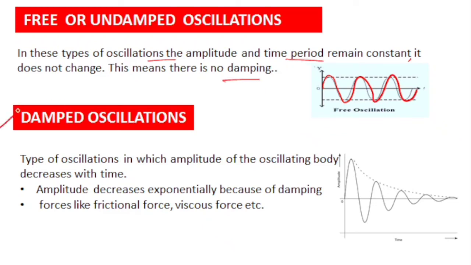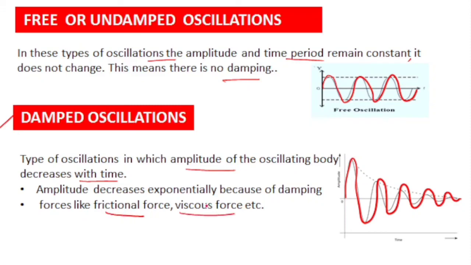What do you mean by damped oscillation? It is a type of oscillation in which the amplitude of the oscillating body decreases with time. Suppose the body starts its motion from this position and its amplitude decreases with time, and at last it becomes 0. Why does the amplitude decrease with time? Due to damping forces like frictional force and viscous force, all these forces act on the body and its amplitude decreases exponentially because of this damping force. This is called damped oscillation, but in free oscillation, the amplitude remains constant with time.